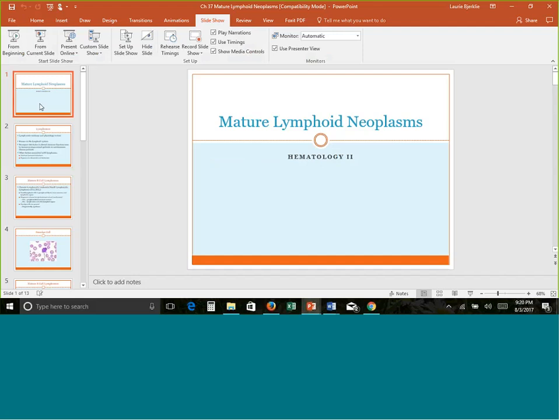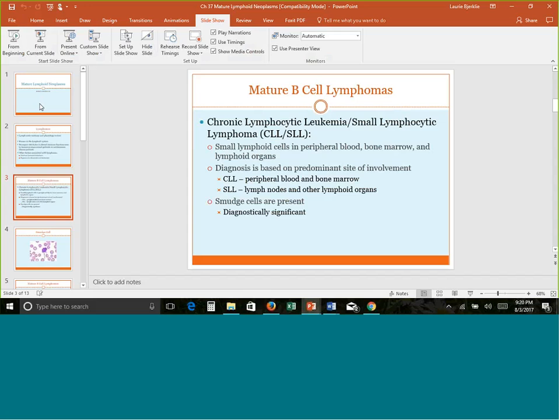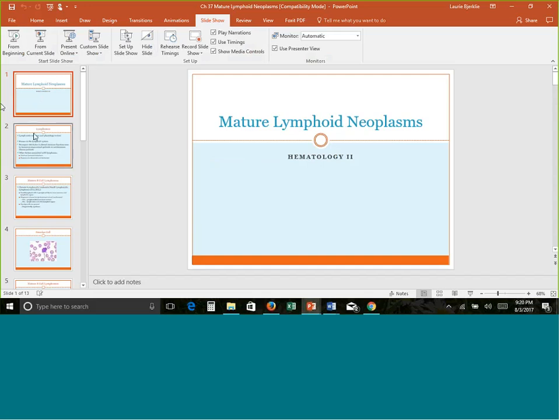Okay, so that is your lymphomas. Please categorize them into B or T. Thankfully, there's only one T cell, so that should be a little easier. And just know some of those key cells that go along with each one.